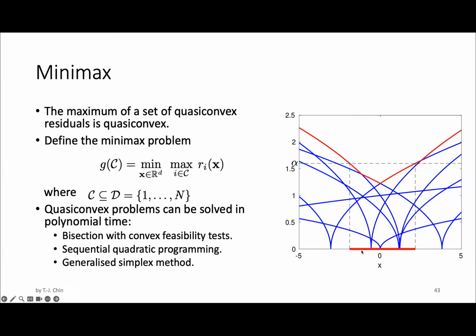The crux of this is, if your residuals are quasi-convex, then you can solve this minimax problem in polynomial time, all right? You guarantee that you can solve this in polynomial time. It's efficient, therefore, in theoretical speak, and that will have implications later when we move to the quantum. Here are sample problems that you can solve, sample algorithms that you can solve this.